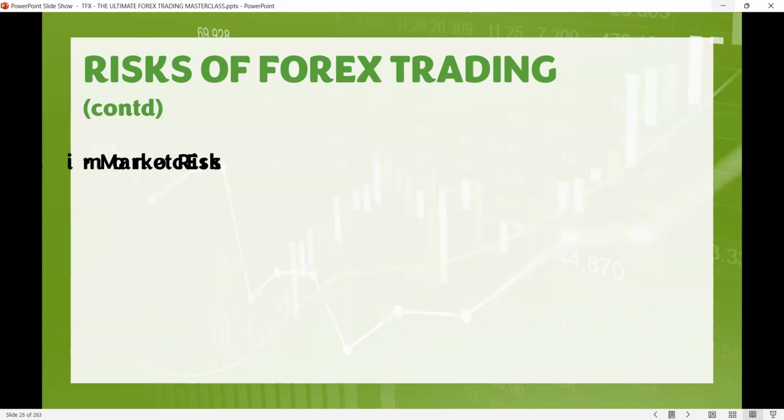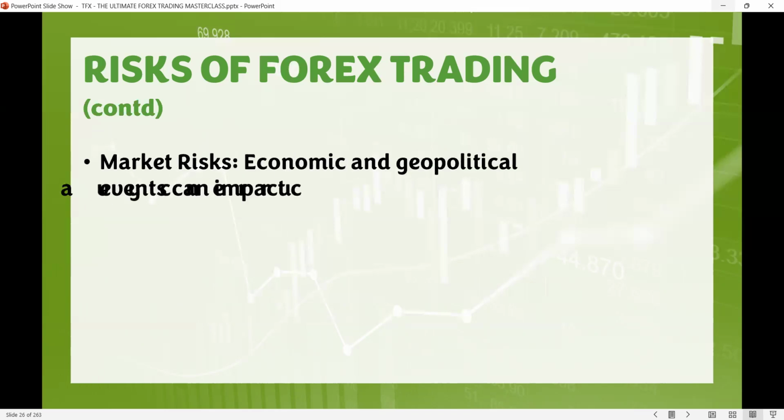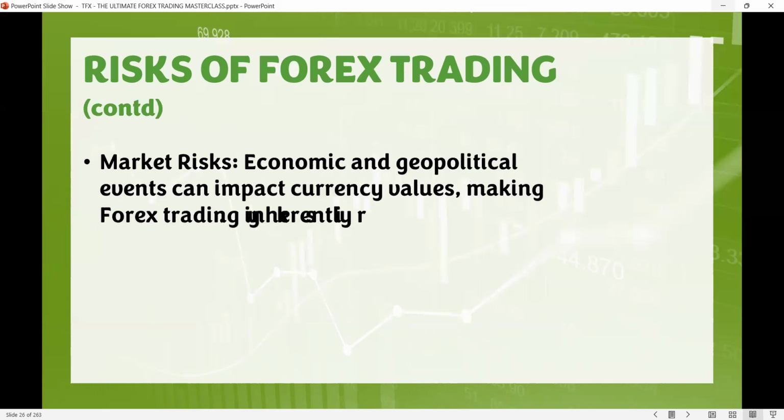And then there are also market risks like economic and geopolitical events. These are the things that can also impact currency values. Like the time when we had the global pandemic, there was an impact on currency values. And it could make Forex trading inherently risky also.